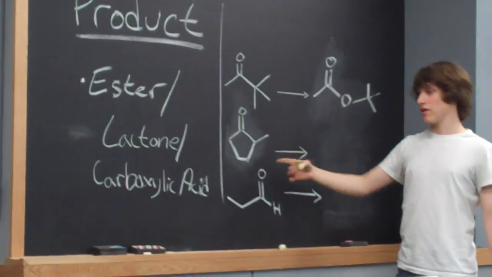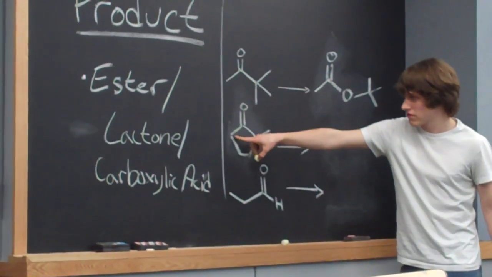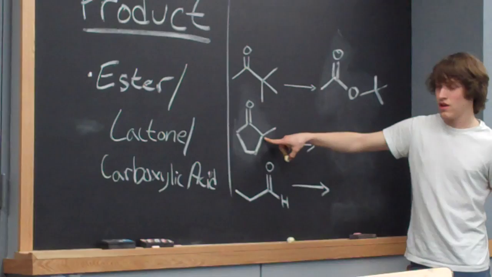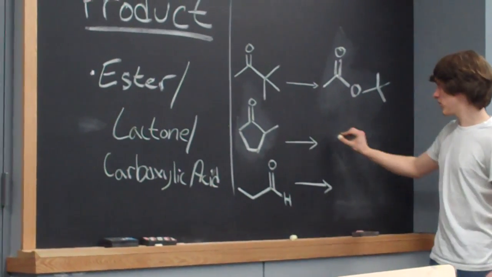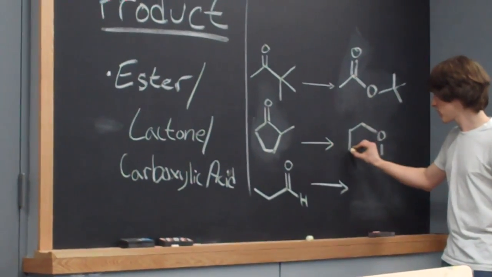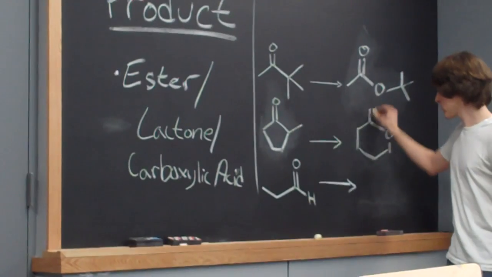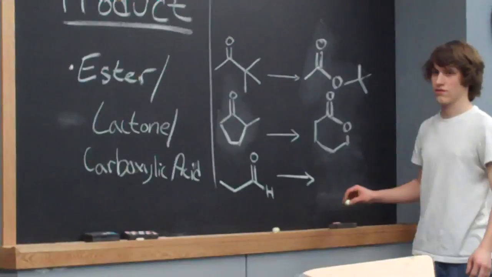Same thing happens for a cyclic ketone. The reaction will differentiate between this carbon and this alpha carbon because this carbon is better at sustaining a positive charge. So the product we get here is as follows. And this is called a lactone.